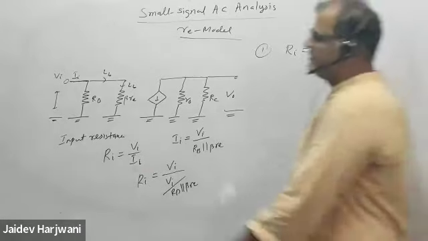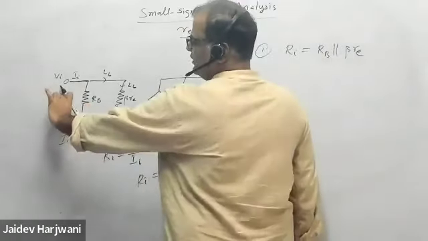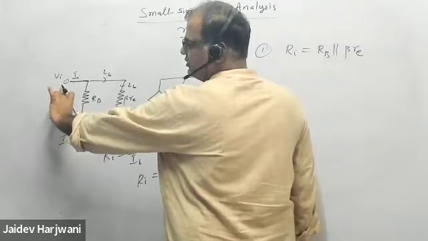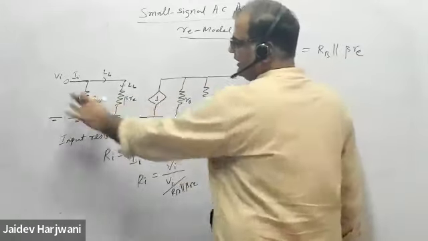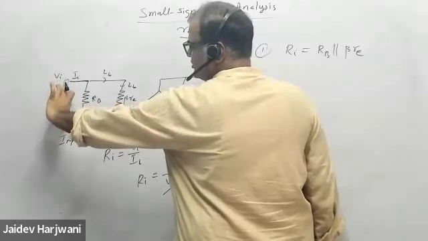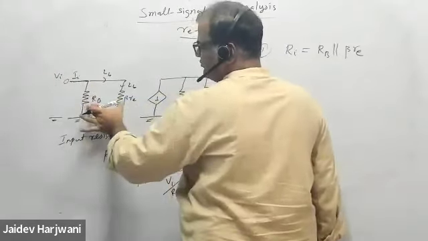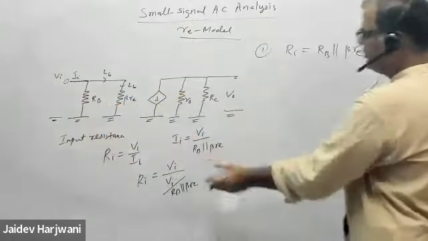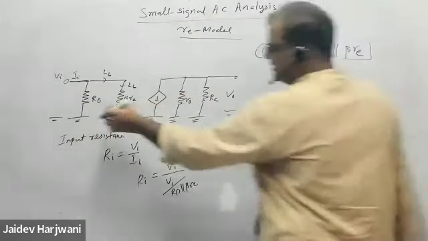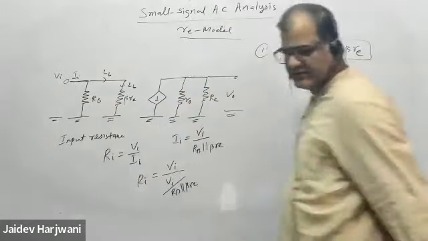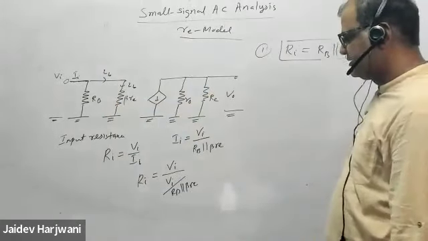You can directly see that if I want the input resistance here, in order to calculate it, what we have to do is turn off all the sources and make it open here. The resistance between these two terminals is the parallel combination of this one. That is simple, directly you can write. No need to do all this. RI is simply RB parallel beta RE. That is the input resistance.